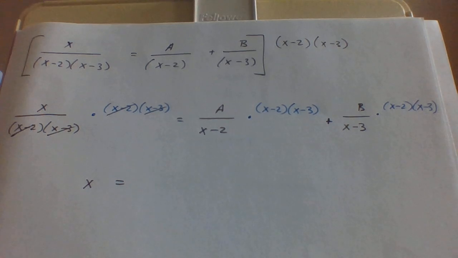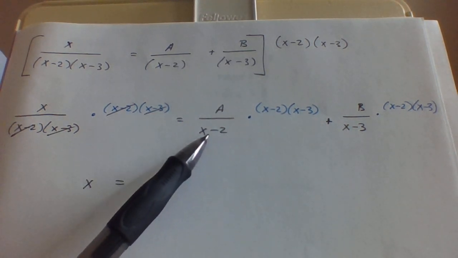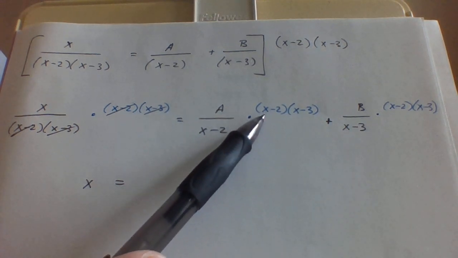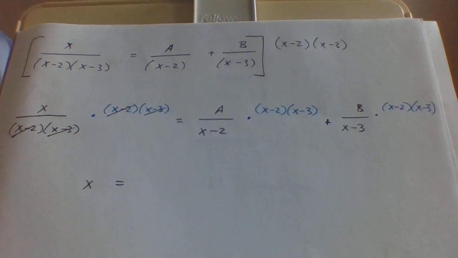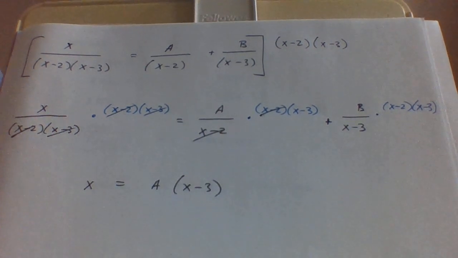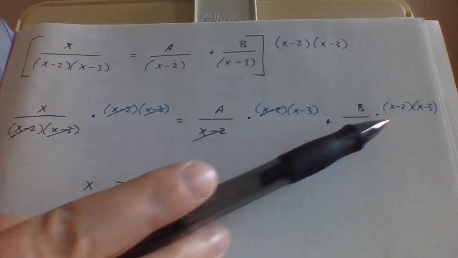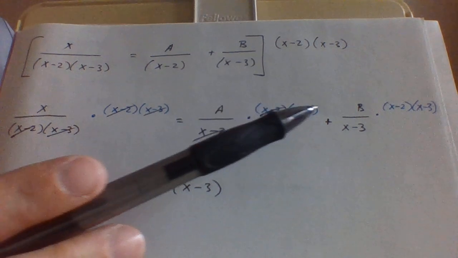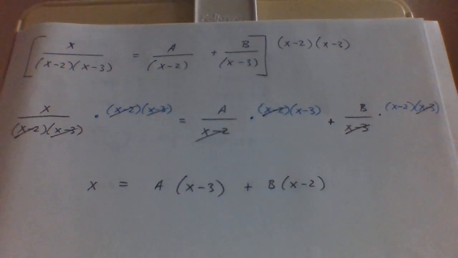Now let's take a look at my right-hand side. Over here, my x minus 2 in this denominator is going to cancel with that x minus 2, and I'm going to be left with A times x minus 3. Let's do the same thing for our last step. Over here, the x minus 3 on top is going to cancel with the one on the bottom, and I'm going to be left with B times x minus 2. And now we have an equation. Keep in mind we're solving for A and for B in this equation.